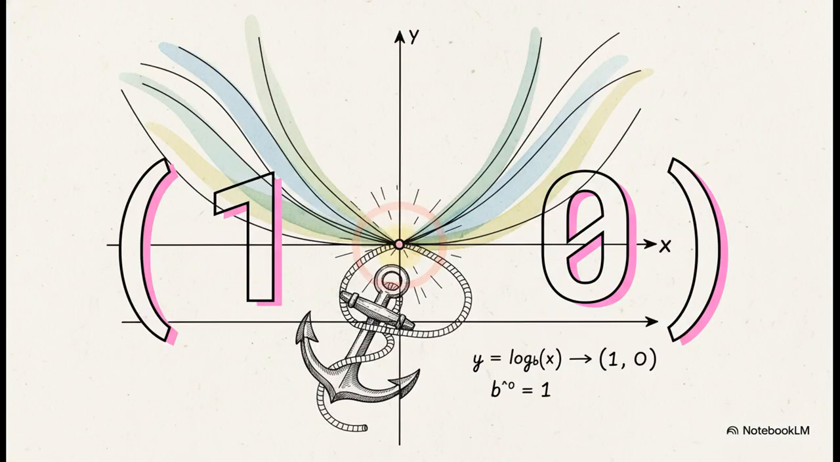And rule number two, this is your anchor. Every single basic log graph, I don't care what the base is, will pass through this exact same point, the x-intercept at (1, 0). Now, why is that? Well, just think about it for a second. Anything to the power of 0 equals 1, right? So this point is your guaranteed starting place. It's the anchor you use to sketch the entire curve.